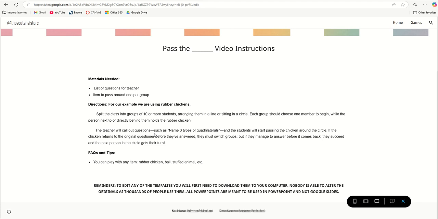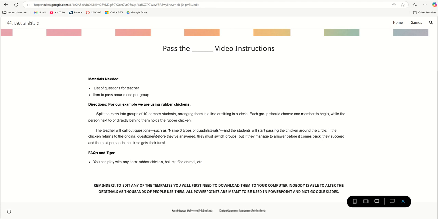If you're in a circle, you're going to pick a starting spot, and the person next to them would be holding the rubber chicken. The teacher will call out a question. So, for example, in my class, I would say, name 3 types of quadrilaterals. And the students will immediately begin passing the rubber chicken around the circle or back down the line. If the chicken returns to the original person before they've answered, they must switch groups. But if they manage to answer before it comes back to them, they succeed, and then the next person in the circle gets a turn.